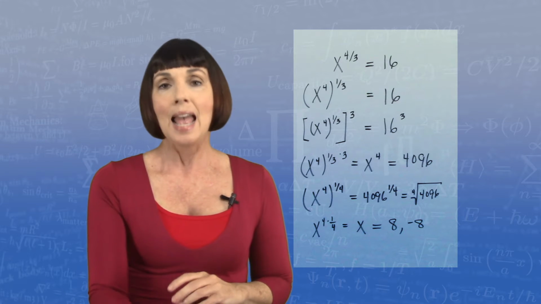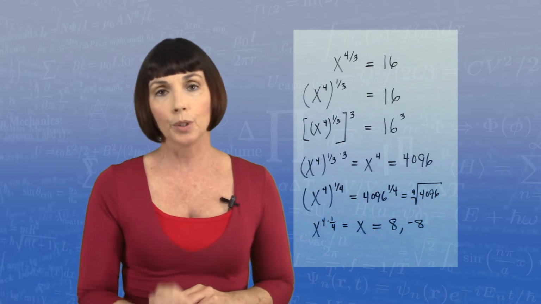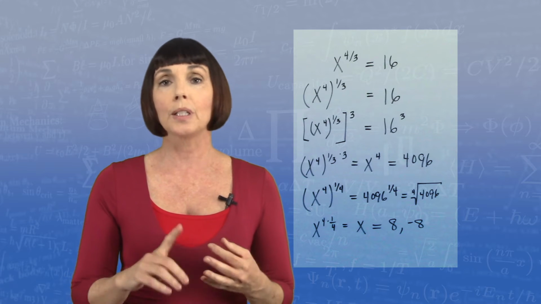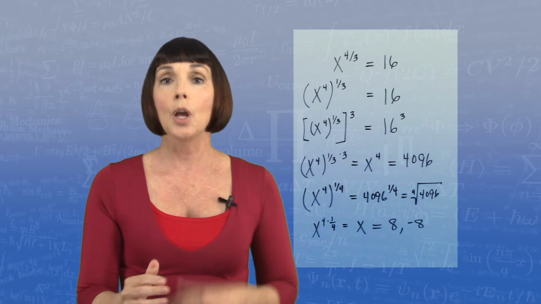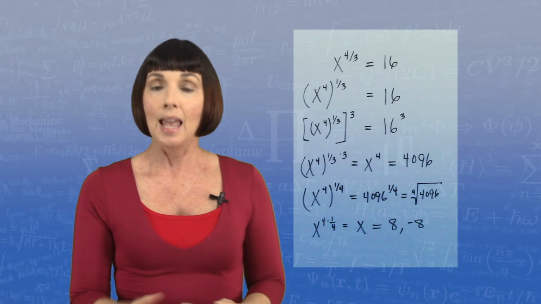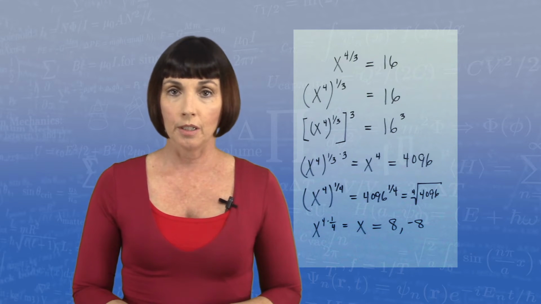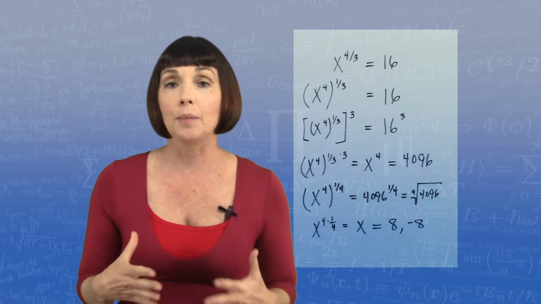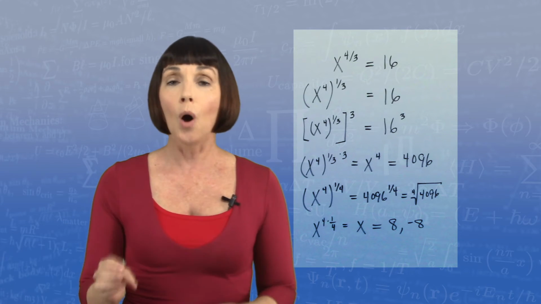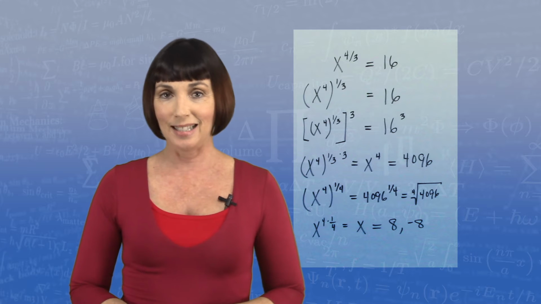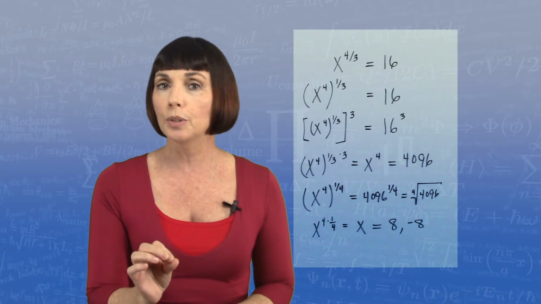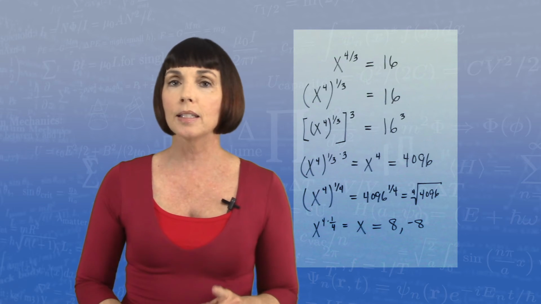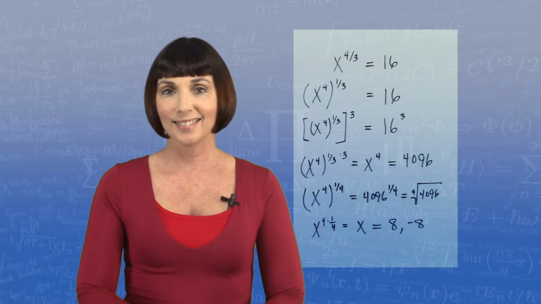-8. Anytime you take an even root, a square root, a fourth root, a sixth root, an eighth root, etc., you have to take into account the plus and the minus. And this is one of those situations. If you multiply -8 by itself 4 times, you also get positive 4,096. So remember, anytime you take an even numbered root, to take into account the positive and the negative answer.